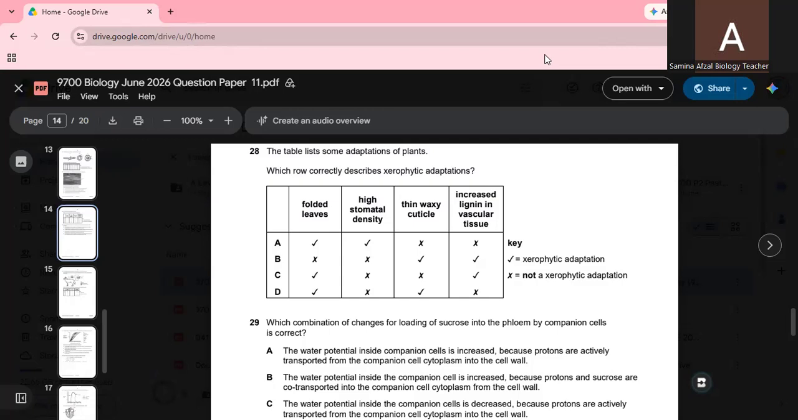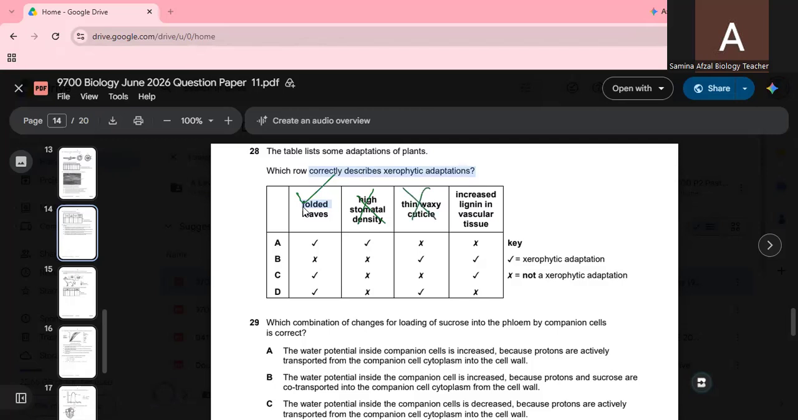So this is a characteristic of xerophytic plants, and you know the xerophytic plants are those which grow where water is deficient. Now the high stomatal density: xerophytes typically have reduced stomatal density or sunken stomata to prevent excessive water loss. So this is not it. Now the thin waxy cuticle: xerophytes have a thick waxy cuticle to reduce cuticular transpiration.